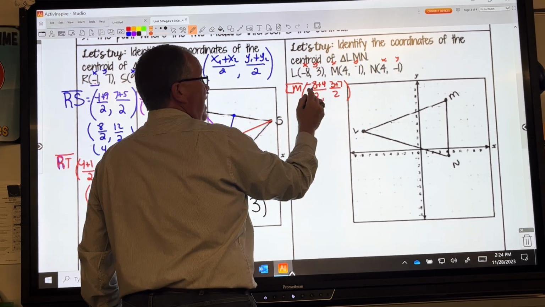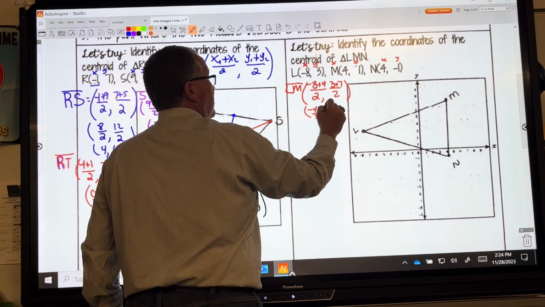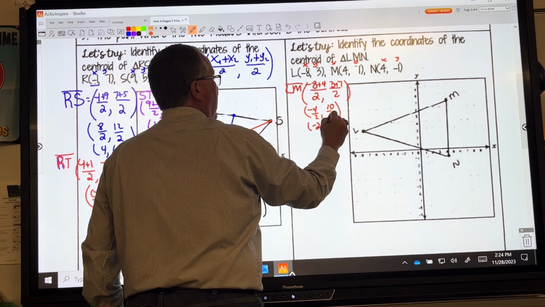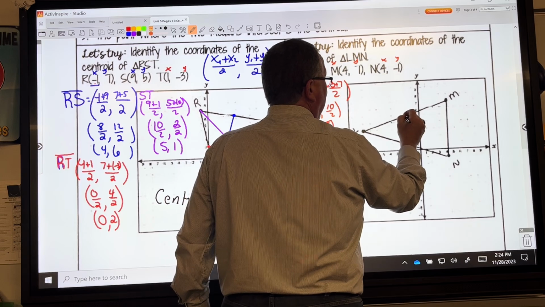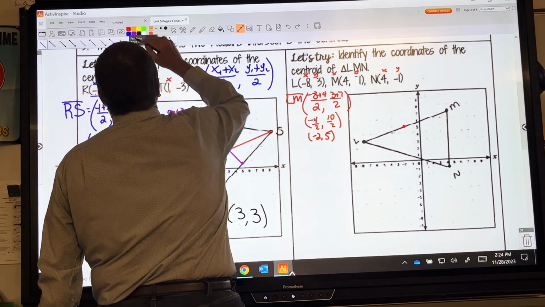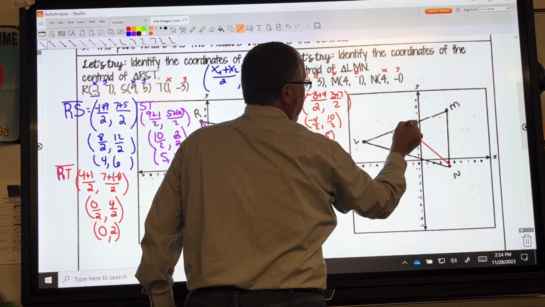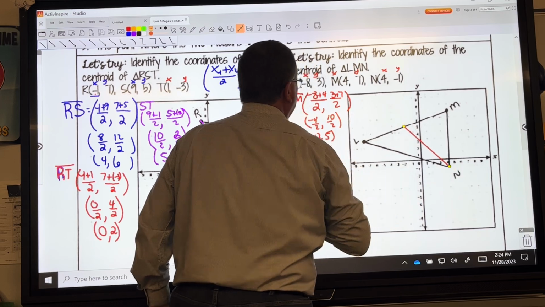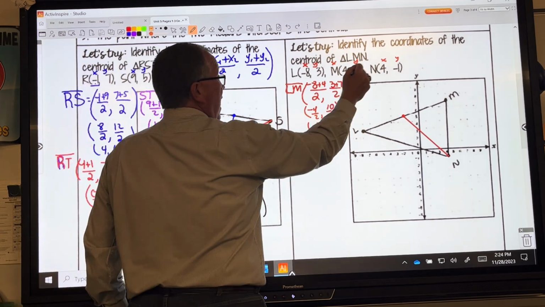So -8 plus 4 gives me -4, divided by 2, and this gives me 10 divided by 2. This gives me -2, 5. So I go left 2, up 5. That puts me right there. And I'm going to draw my straight line from N to there. Both need to come down just a hair. There we go. Okay.